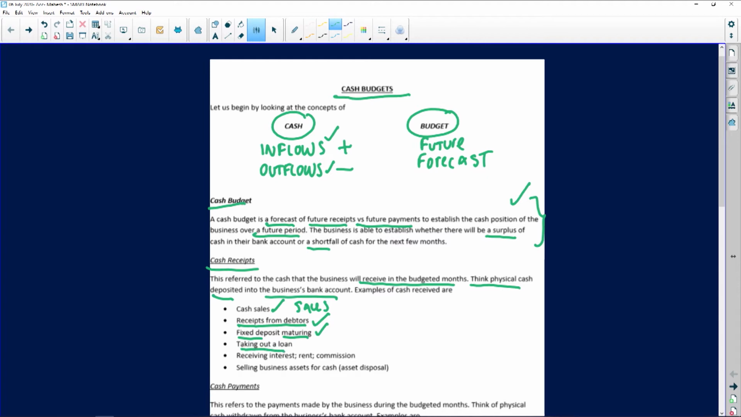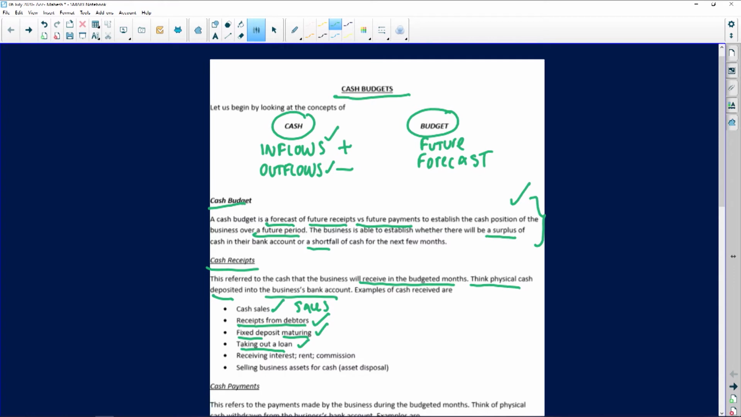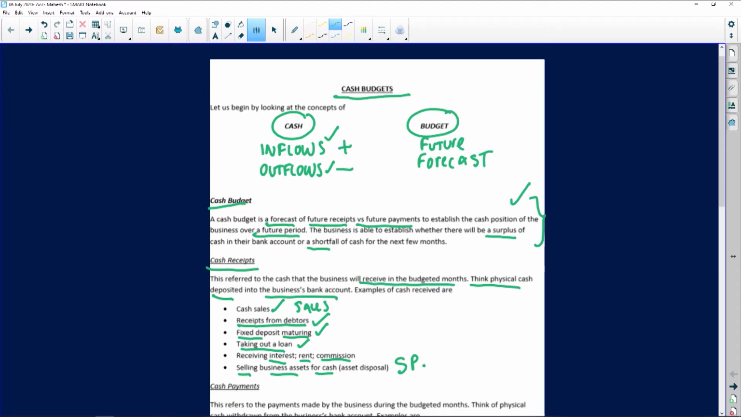Taking out a loan, another example. So remember, when a business borrows funds or you take out a loan, money goes into your bank account. So once again, it is a receipt of cash. Other examples: receiving interest, receiving rent, receiving commission. And then finally, the last example that I'm giving you guys, when you sell business assets for cash, in other words, when there's an asset disposal, obviously that selling price is the amount of cash you've received, and it is also a receipt of cash.